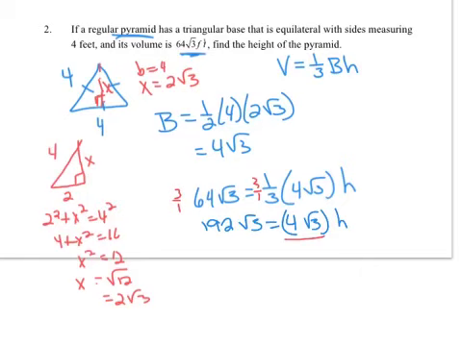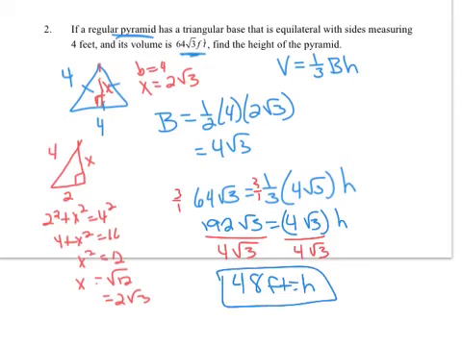To solve for h, I just divide both sides by 4 radical 3, and my radical 3's will reduce down to 1. And my height, actually 4 divides evenly into 192. My height ends up being 48 feet.